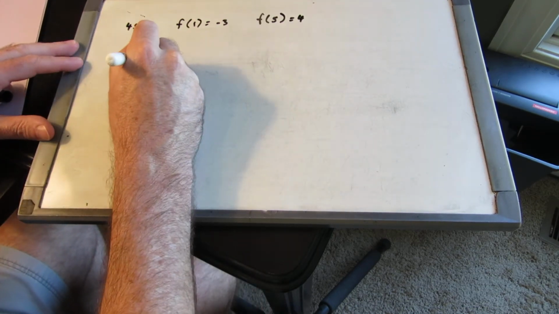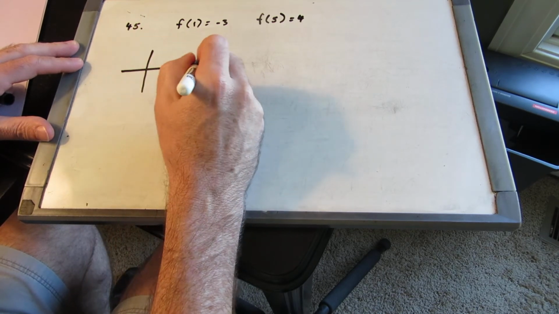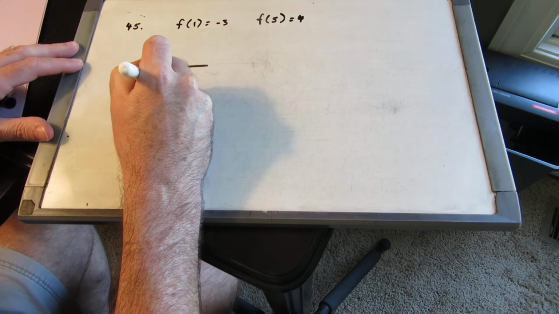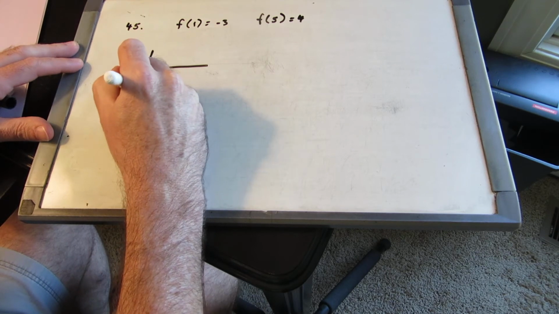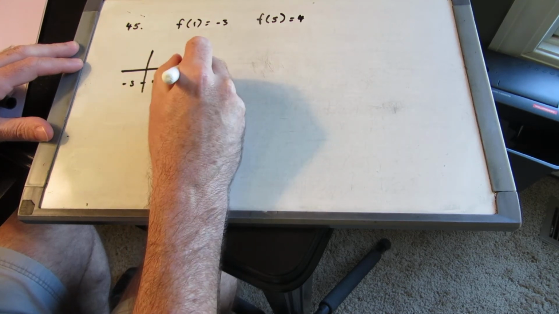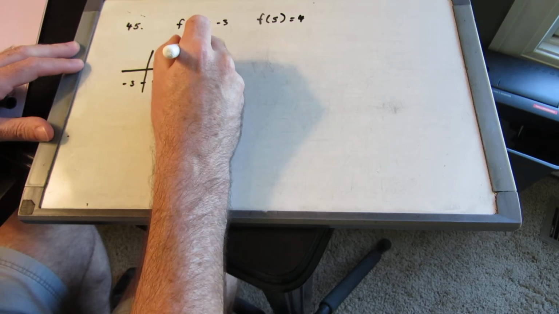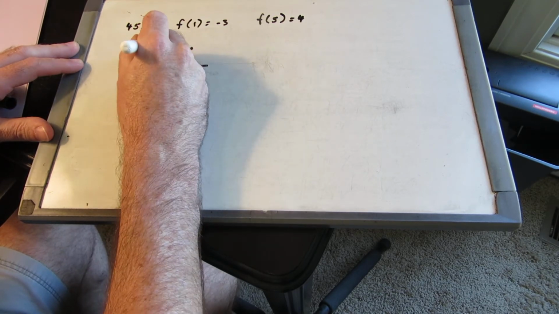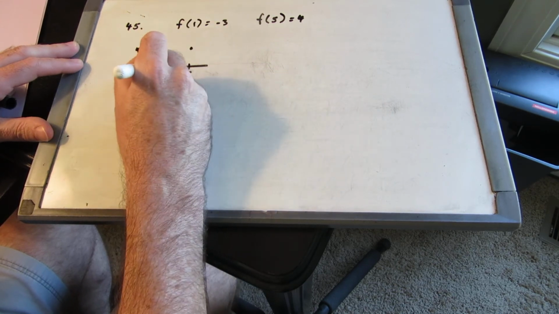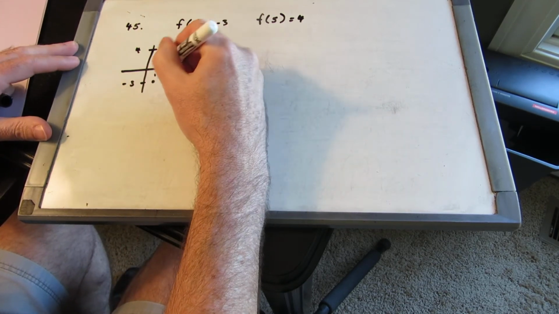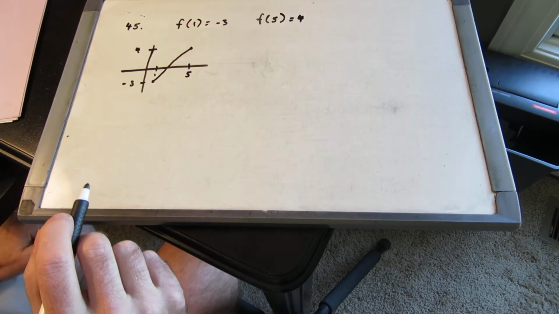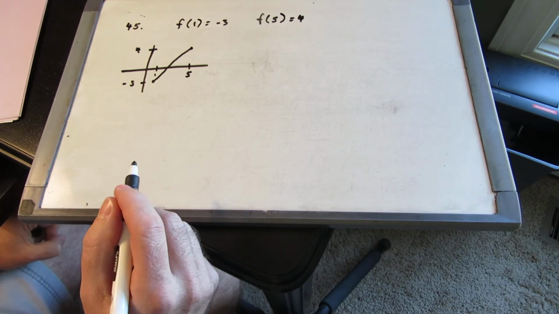So what I like to do on these, we've had a few of these already, is draw a graph. When x is 1, y is -3. And then when x is 5, let's say that's over here, y is 4. So that's 5, and that's 1. And we can connect that however we want. I'm just going to connect it with a kind of straight line. It says that it is differentiable.